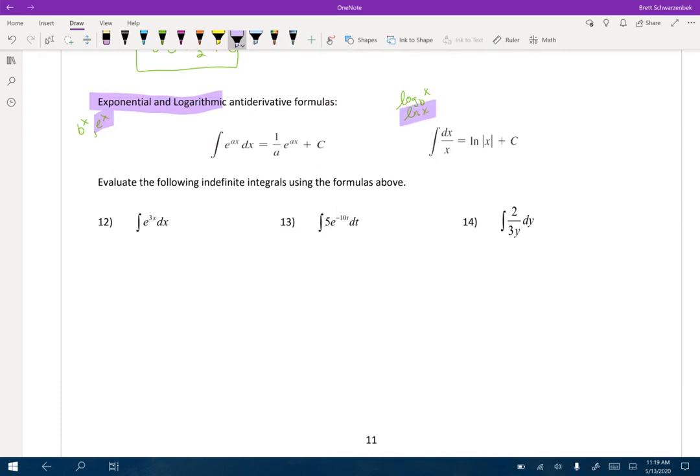The other ones exist. You can look them up. They have their own formulas, but they come up so infrequently that I usually stick just to these two formulas that are here. So what does this look like?